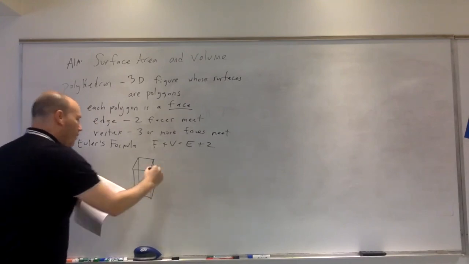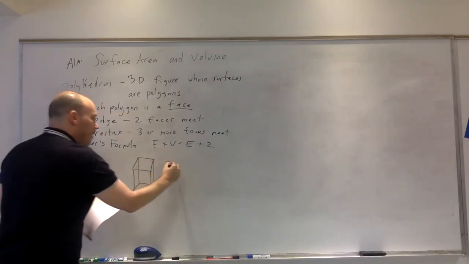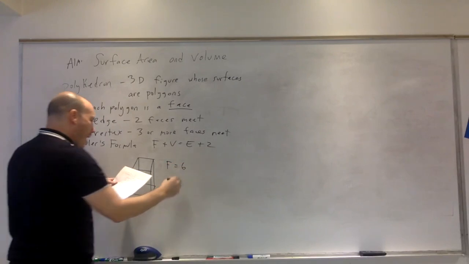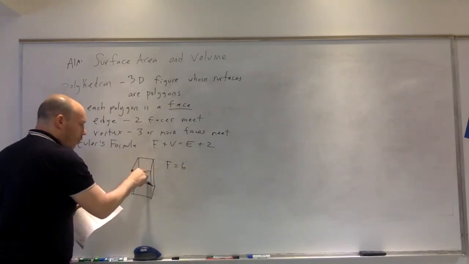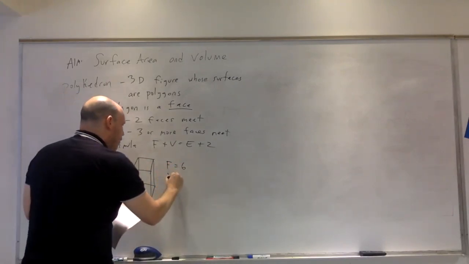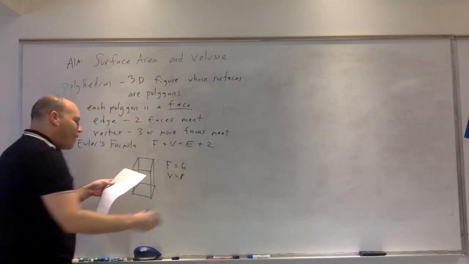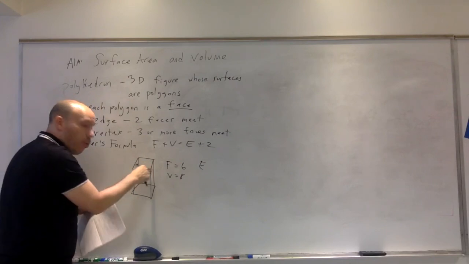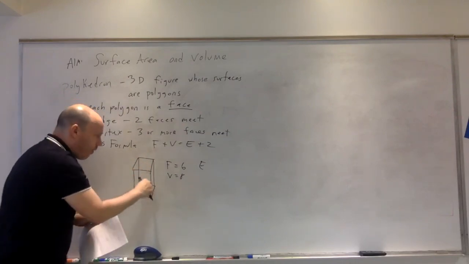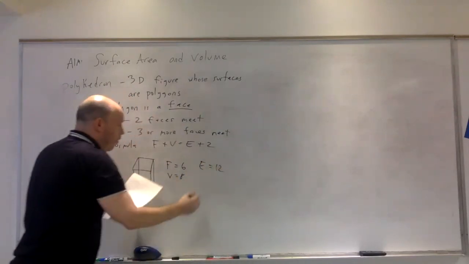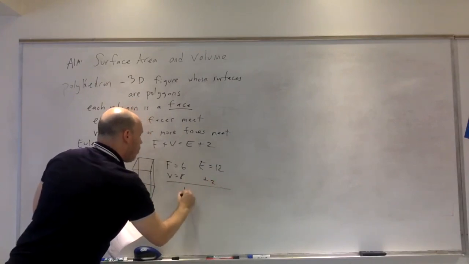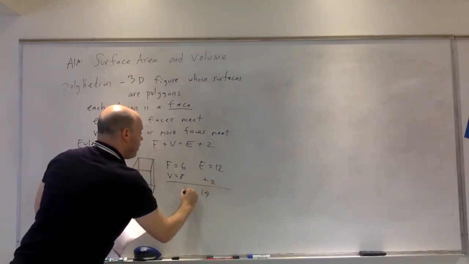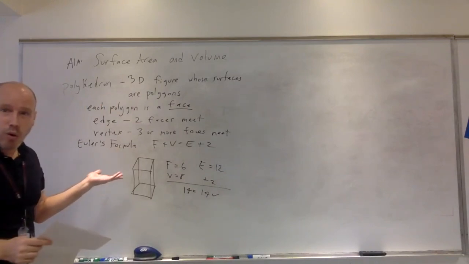And so let's see, we have 6 faces. And we have how many vertices? 1, 2, 3, 4, 5, 6, 7, 8. 8 vertices. Now how many edges are there? Let's see, 4 edges on the top, 4 along the side, and 4 on the bottom. That means there's 12, and that works out because 14 equals 14. It's kind of cool. I think that's kind of cool, right?